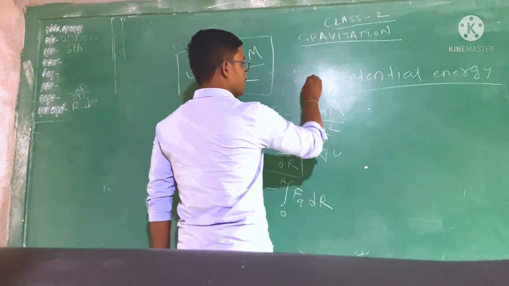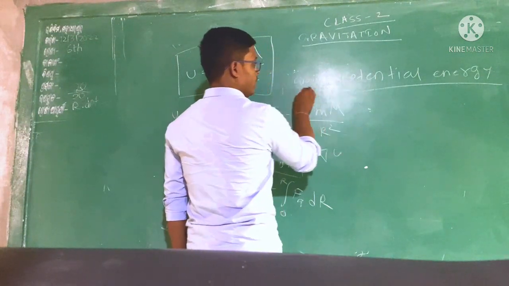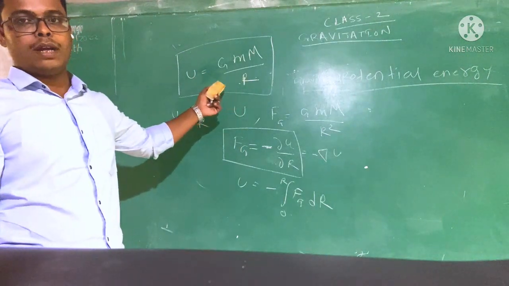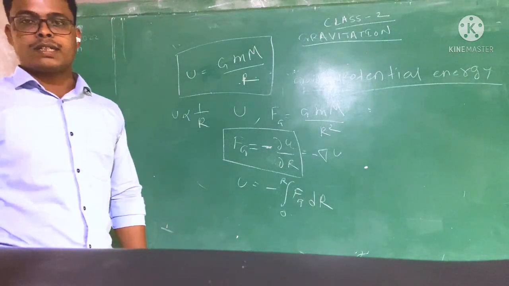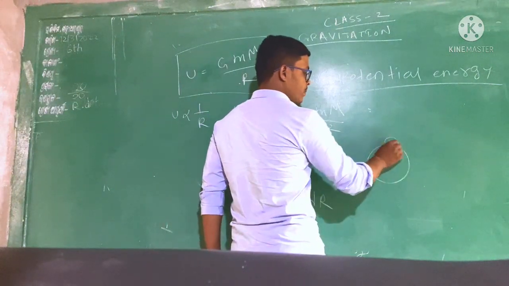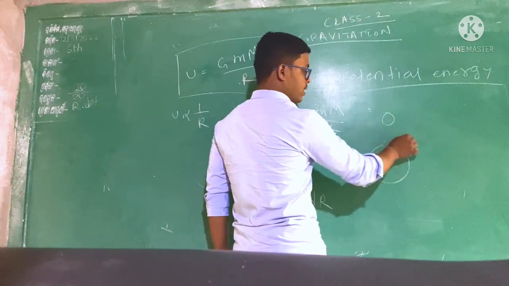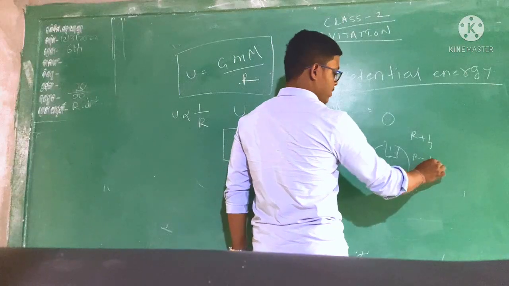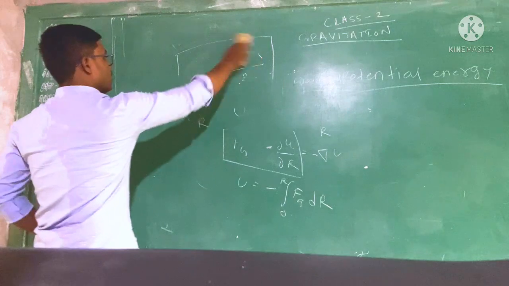So this is the gravitational potential energy. Remember the formula, G M m divided by R. But R is the central distance, not the Earth radius. If the object is situated on the Earth's surface, then the central distance is R. If it is situated at a height h, then the central distance will be R plus h. If it is at a depth d, then the central distance will be R minus d. So remember the R value.